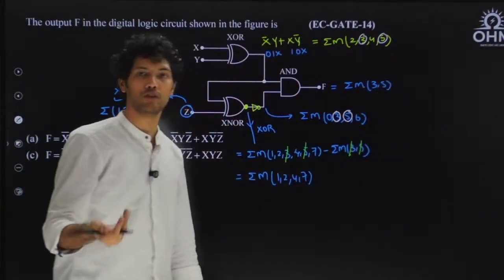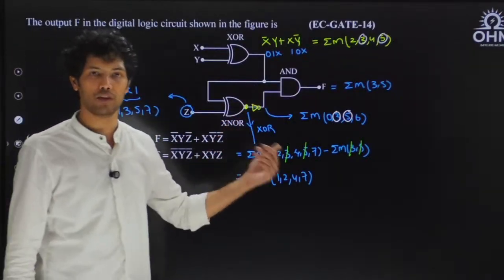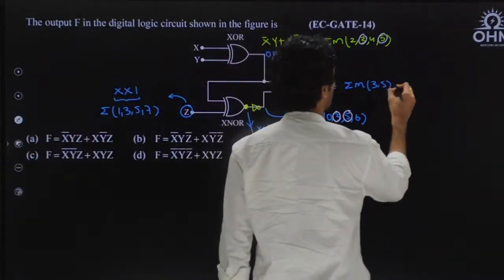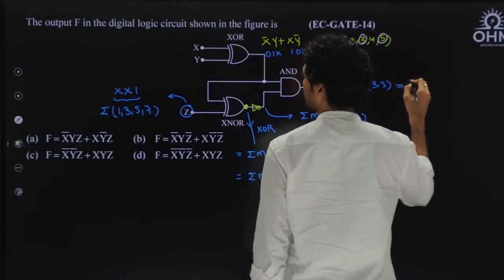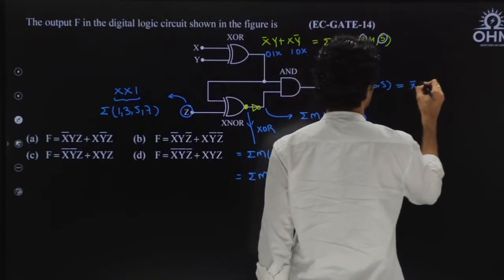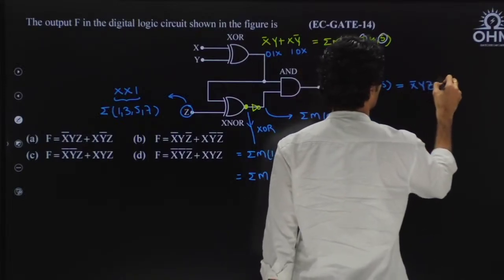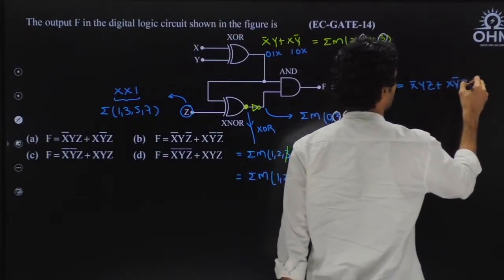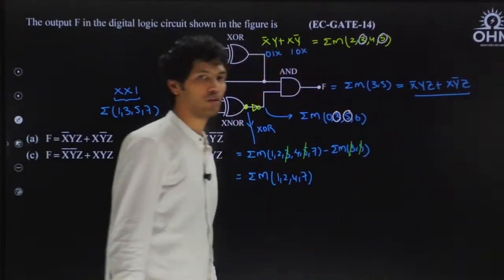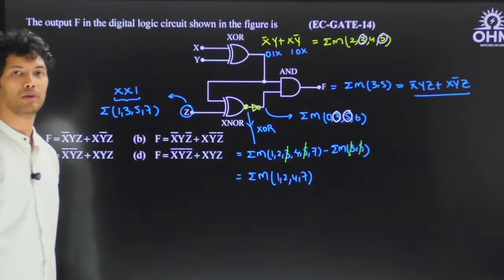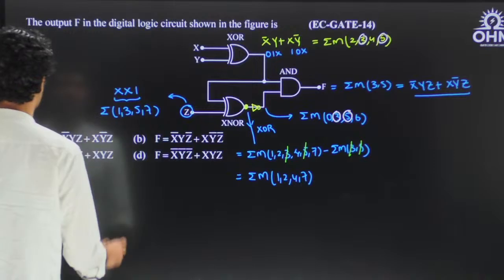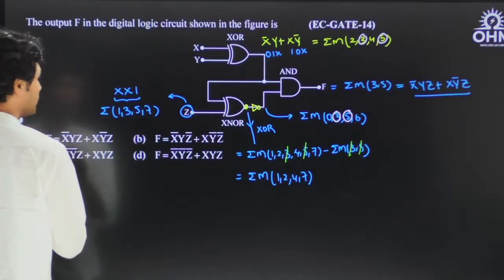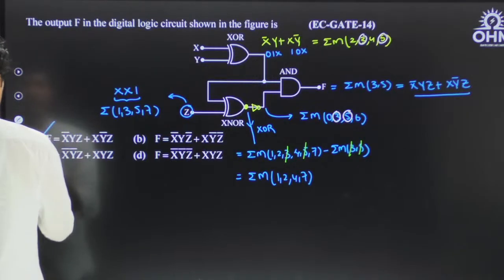Now you have to express those minterms 3, 5 in expression format. What is 3? 0, 1, 1, and hence this is basically x bar y z. And what is 5? 5 is 1, 0, 1, x y bar z. That's it. We got the list of minterms as nothing but x bar y z plus x y bar z. So if you look at the options, I think the correct option is A.